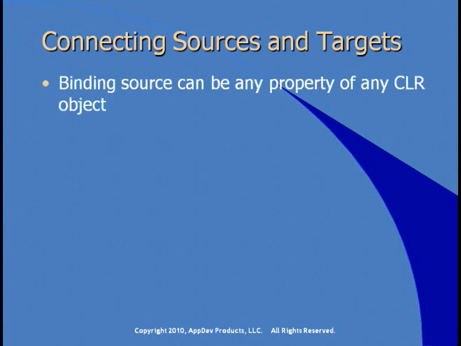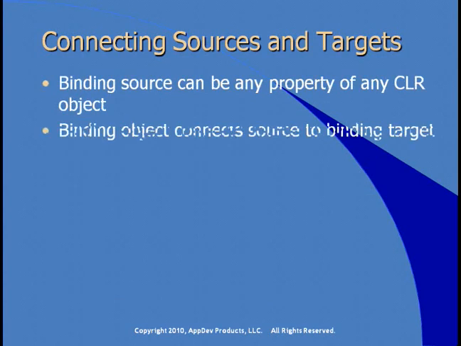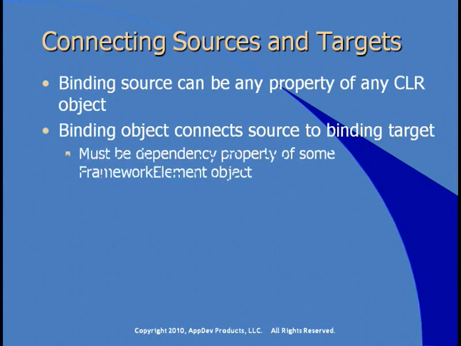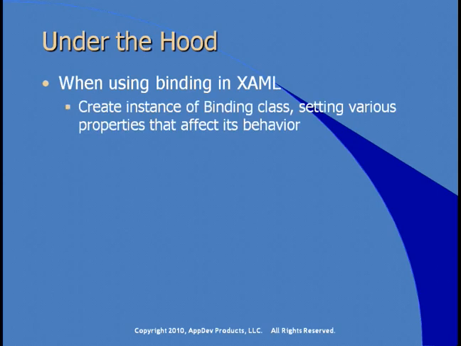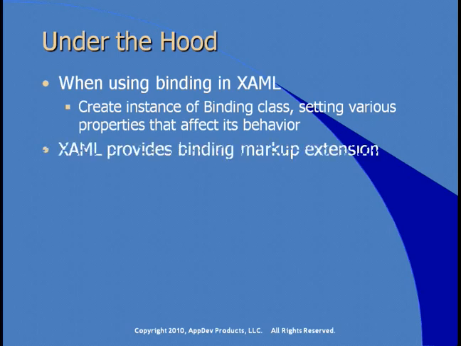The binding source can be any property of any CLR object. The binding object connects the source to the binding target, which must be a dependency property of some framework element object, at least for the kind of binding that we're doing. Under the hood, when you use binding in XAML, you create an instance of the binding class, setting various properties that affect the behavior of the binding class object.